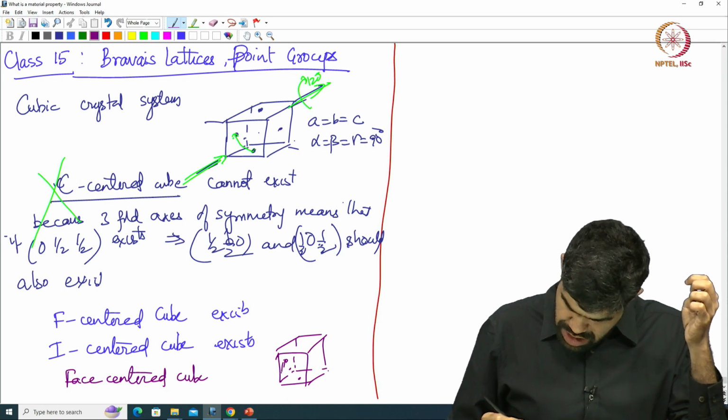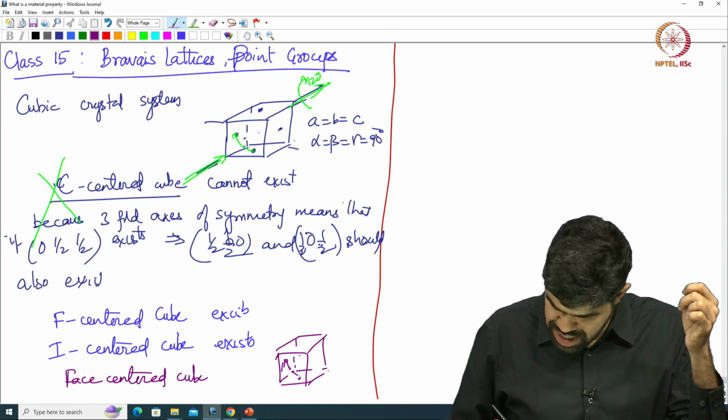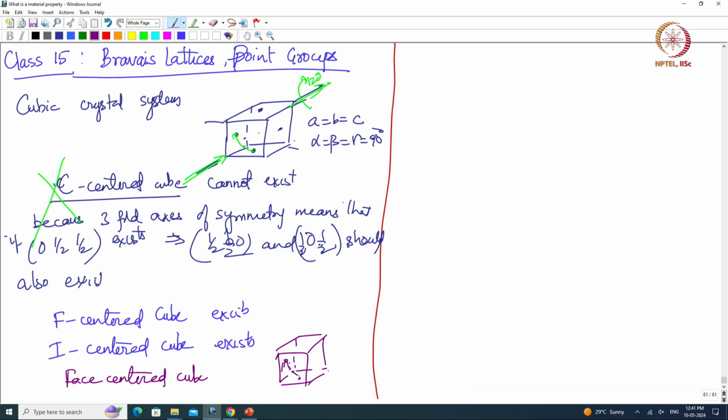So, ideally I can define a primitive cell by joining all the face centers, and then finishing that polyhedron, but that polyhedron is not cubic. So, you will not see the 3 4-fold axis of symmetry if I construct a primitive cell. I am not doing it very rigorously, but you can just believe me here.